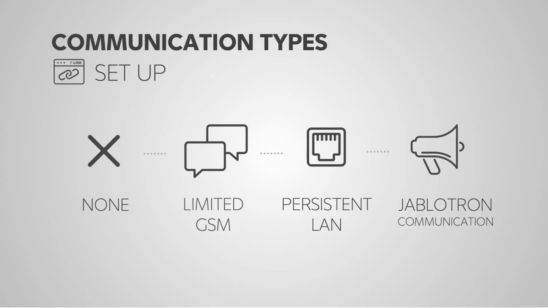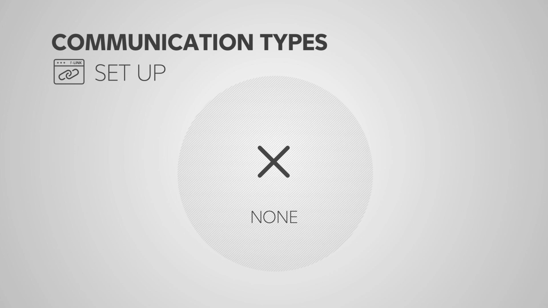Let's have a look at this setting. There are 4 options of setup in F-Link in the Communications tab. The first option is called None or No Communication. In such a case, the control panel doesn't communicate anywhere. As a consequence, it is not possible to connect remotely to the control panel via F-Link. The control panel also only communicates with the ARC directly, not via the Jablotron Cloud, which is the preferred way.